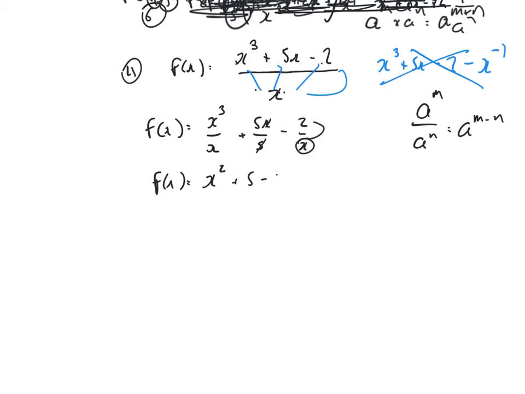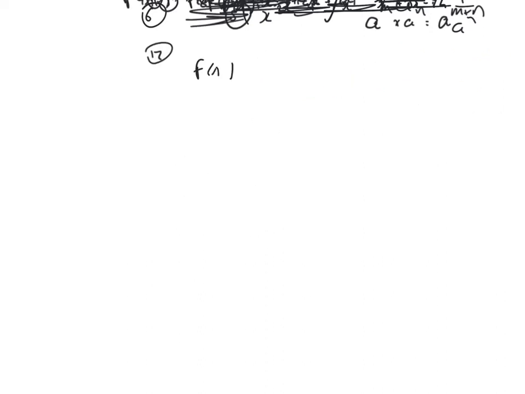Bring that up: minus 2x to the minus 1. Now I'm ready to differentiate. Bring the power down, multiply, take 1 away from the power: 2x. 5 goes. Minus 1 times minus 2 is plus 2x to the minus 2.